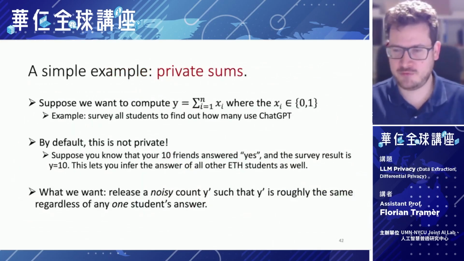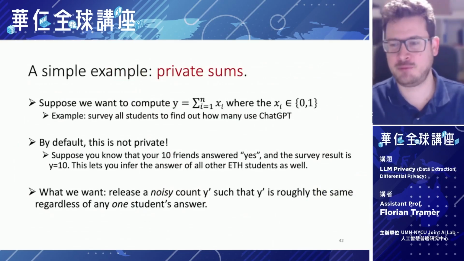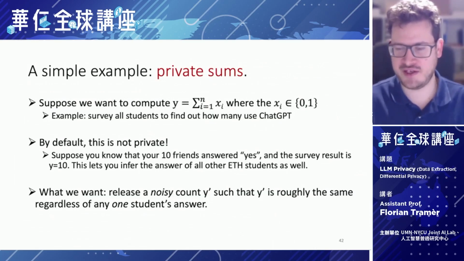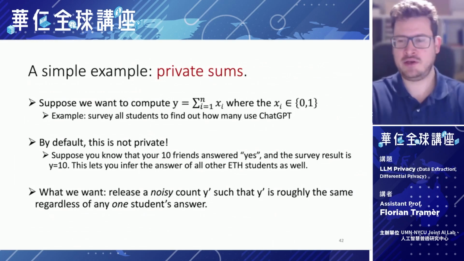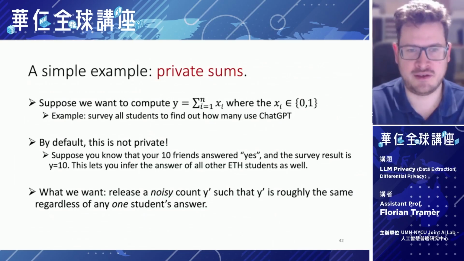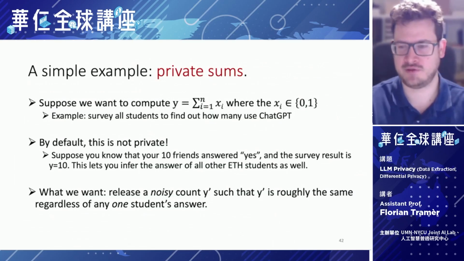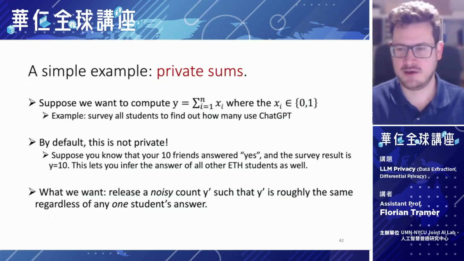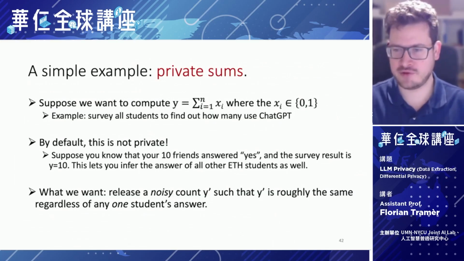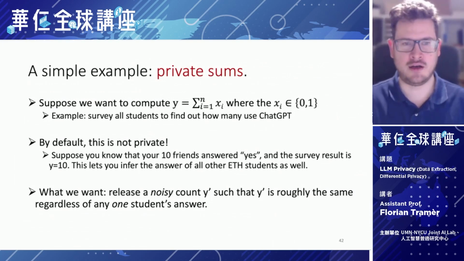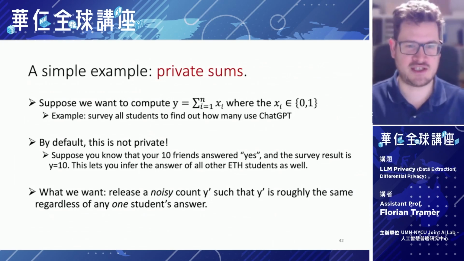As a simple example of what we can do with differential privacy, this is the simplest possible case. We're going to look at computing a sum of data points privately. Each user just has one bit of information, say 0 or 1, and we just want to sum these up. This could be a survey of all of my students at ETH to figure out how many of them use ChatGPT. Each student contributes either a 0 or a 1, and I just want to know how many of them use ChatGPT.